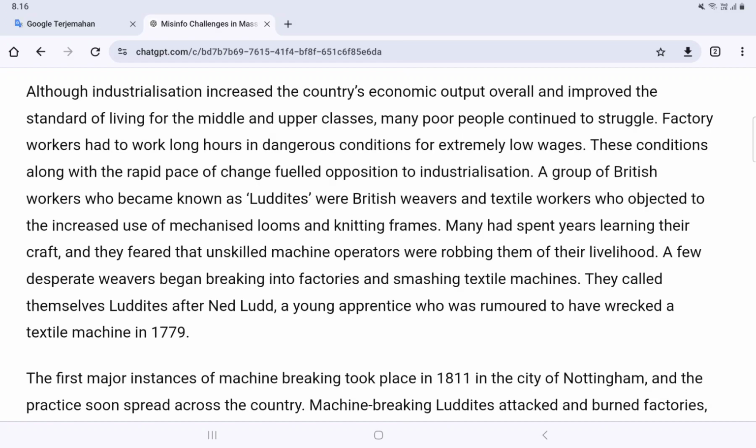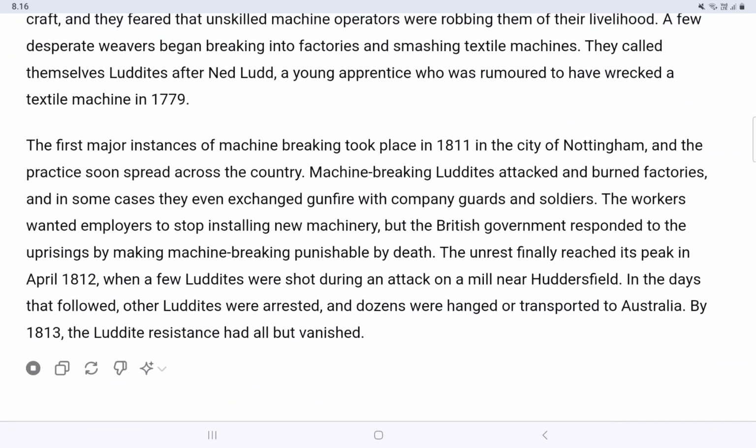A group of British workers who became known as Luddites were British weavers and textile workers who objected to the increased use of mechanized looms and knitting frames. Many had spent years learning their craft, and they feared that unskilled machine operators were robbing them of their livelihood. A few desperate weavers began breaking into factories and smashing textile machines. They called themselves Luddites after Ned Ludd, a young apprentice who was rumored to have wrecked a textile machine in 1779. The first major instances of machine breaking took place in 1811 in the city of Nottingham, and the practice soon spread across the country.